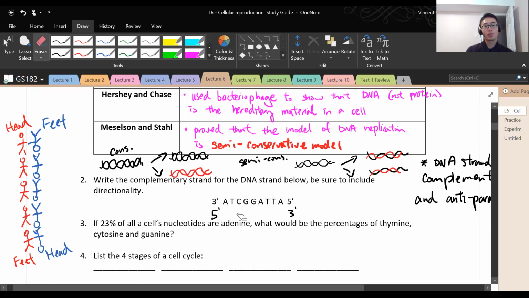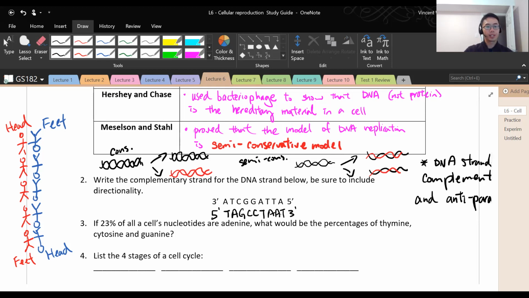Okay. So what would be the complementary strand? Well, we know the base pairing rule. A pairs with T, T pairs with A, C pairs with G, and so on, giving C, C, T, A, A, T. That would be the complementary DNA strand.